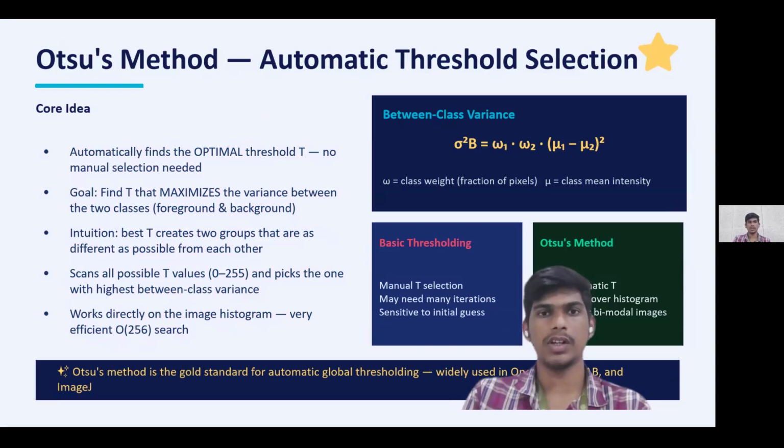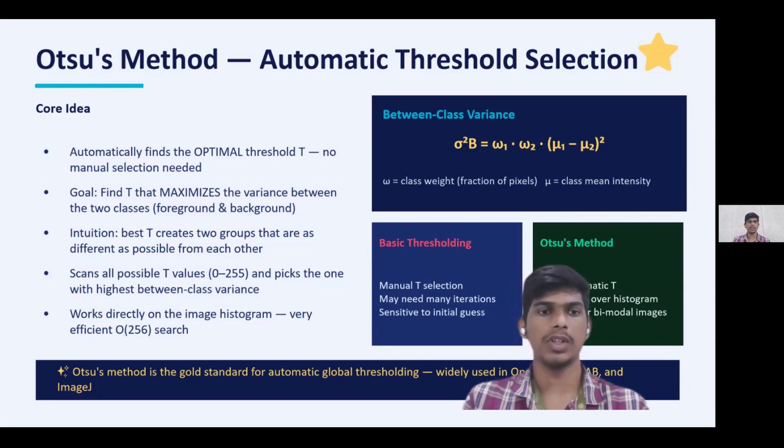Coming to the Otsu method for automatic threshold selection. This method is better than both global thresholding and adaptive thresholding. Instead of manually assigning the thresholds, it automatically finds the threshold, and it is also faster. Here, what we are trying to do is maximize the inter-class variance, which is given by the formula sigma squared B equals omega 1 omega 2 times (mu 1 minus mu 2) squared. Here omega is the probability of that class, and mu is the mean of that class.